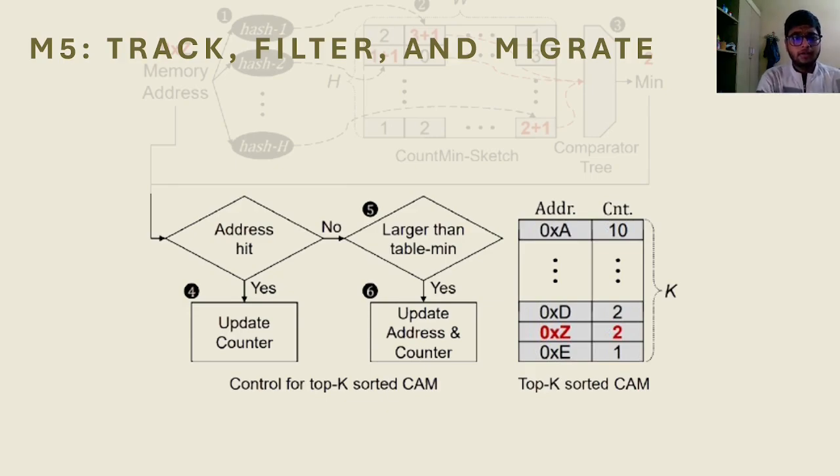If there is an address hit in the CAM unit, the access count value is updated in the CAM unit. Else, this access count is compared with the minimum value in the CAM unit, and if this access count is larger than the minimum value, this memory address, access count pair is put in the CAM unit. Hence we get the top k sorted access counts in the CAM unit, which can be retrieved quickly on a query by the host CPU. Now we will move to the M5 manager.